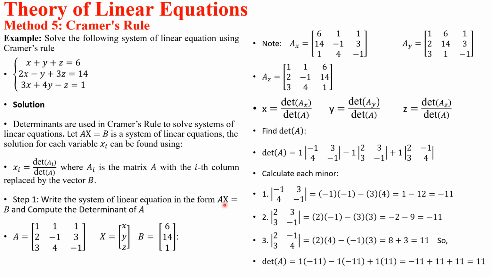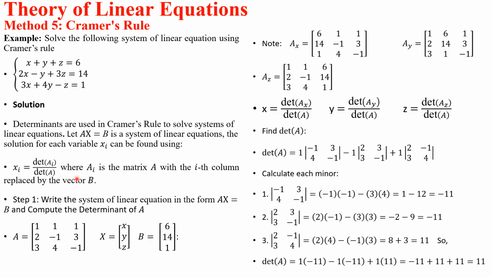Of course, the three variables we've got are X, Y, Z, and the constant values are represented by this vector B: 6, 14, and 1. Now, it is important to also describe this, because that is what Cramer's rule is all about.